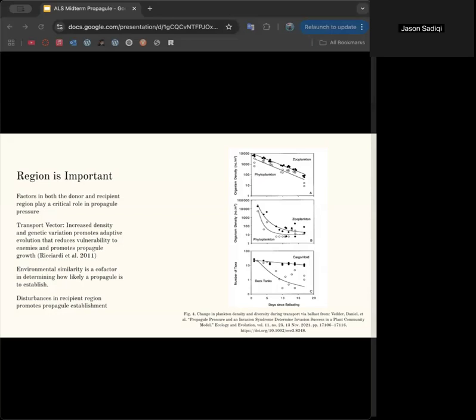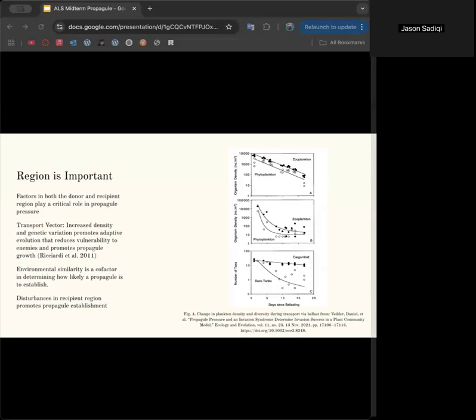Another small note is the propagule's activity in the donor region. If the propagule is in high density in the donor region, it will likely come in larger propagule sizes, increasing pressure. Now we'll talk about transport vectors. The transport vector is extremely important in propagule pressure success. When in transport, propagules are put under stress where they will likely face high mortality or be released in an unfit shape to successfully establish.